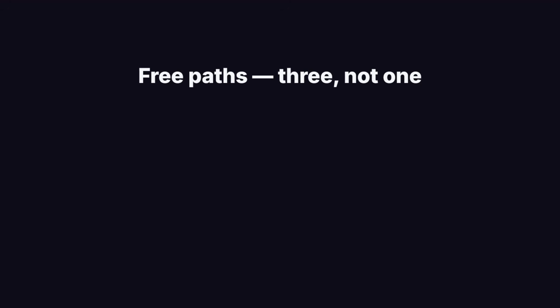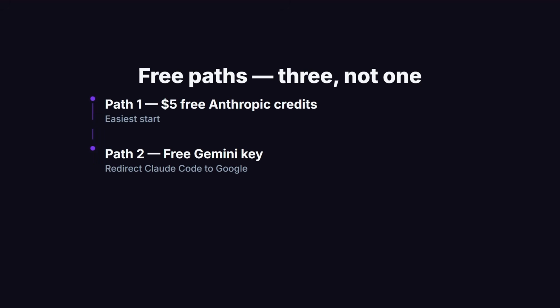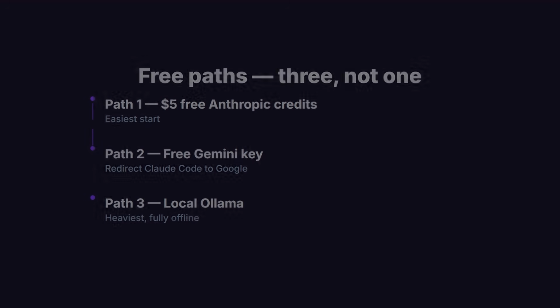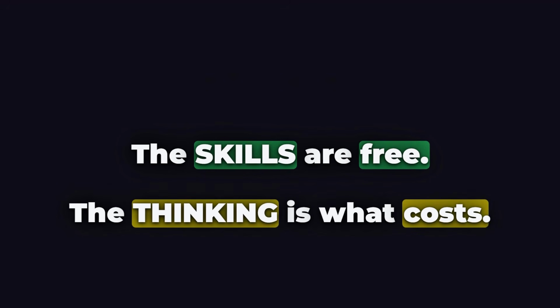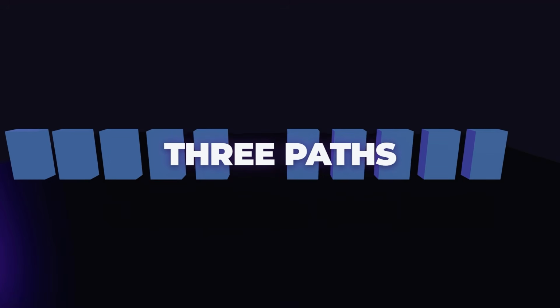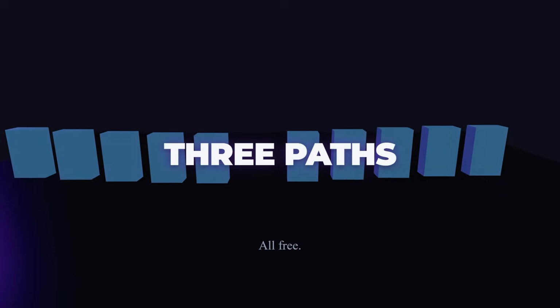The second wrong picture is the one that says the only free option is to install some heavy local model on your laptop and hope it works. That is one option. It is not the only one. The third wrong picture is that skills cost money. They do not. A skill is a text file. Writing a text file is free. Reading a text file is free. Here is the one idea named clearly. The tool is free. The skills are free. The thinking is what costs, and there are 3 honest ways to do that thinking on the free path.